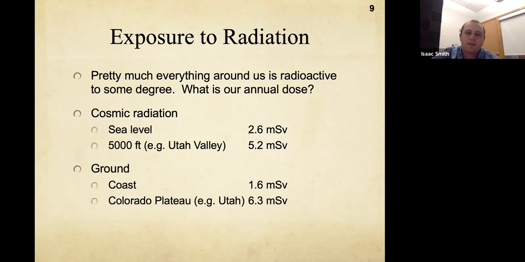So you might think that we're getting a lot of radiation from all these things. So Utah, we're looking at these two numbers, right? We get more radiation from the sun and from the ground living in Utah.